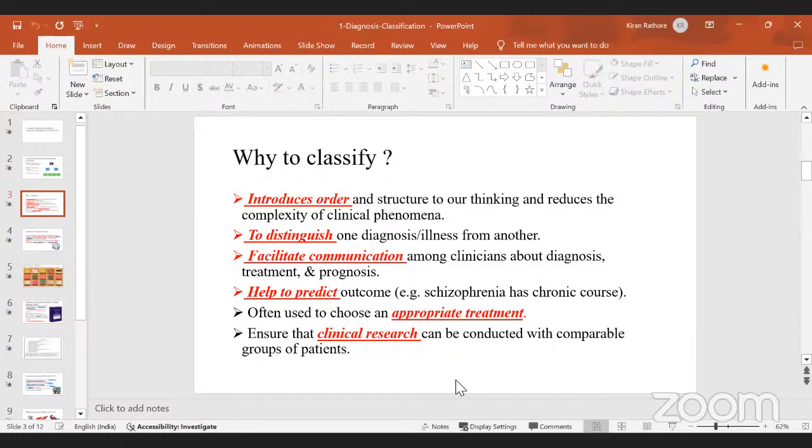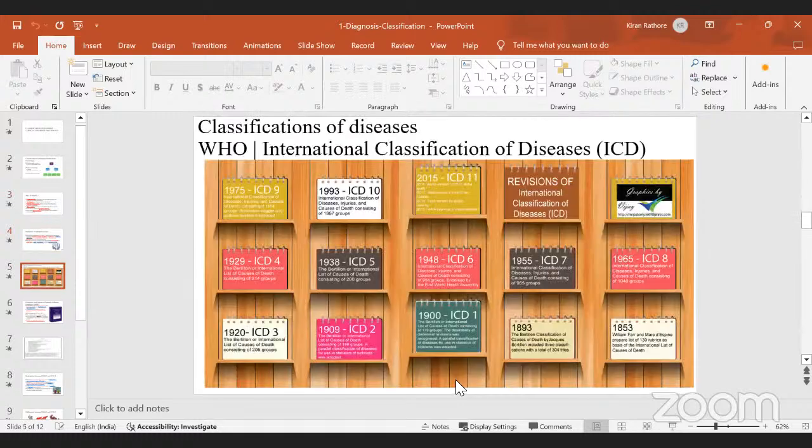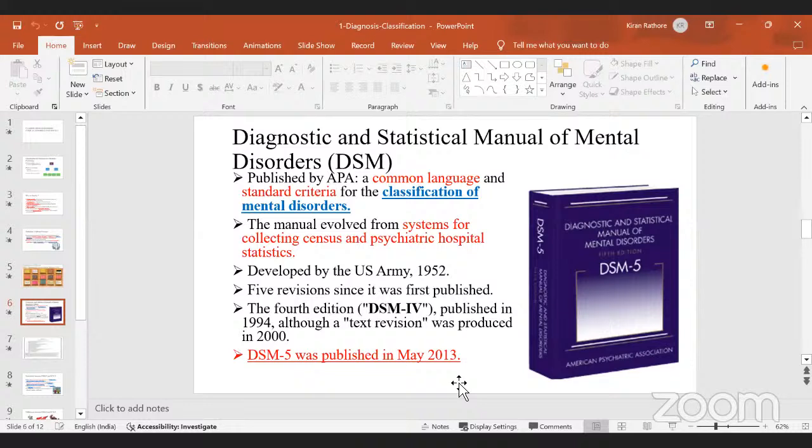So tomorrow I will finish this classificatory system. There are two systems which are followed around the world. Can somebody name those two classification systems? Any idea? No idea? Okay. So tomorrow I'll be speaking about them. One is ICD, the International Classification of Diseases, and the second system is DSM, the Diagnostic and Statistical Manual of Mental Disorders.